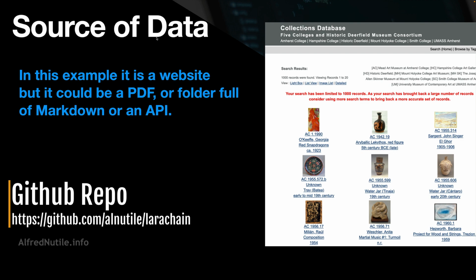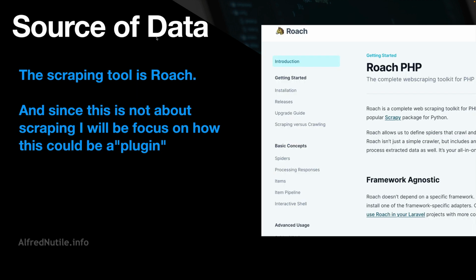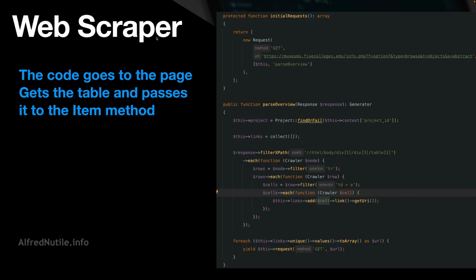Also, I want to focus on these ideas that there's sources of data and we can make plugins to get that data, just like they're doing in LangChain, where they have tools to get data and then process it. So in this case, we have source data. In this case, it's a website, but it could be a PDF. It could be a folder full of Markdown. It could be an API. And that website we use, say, Roach to scrape, or whatever tool is good. And it does its simple things.